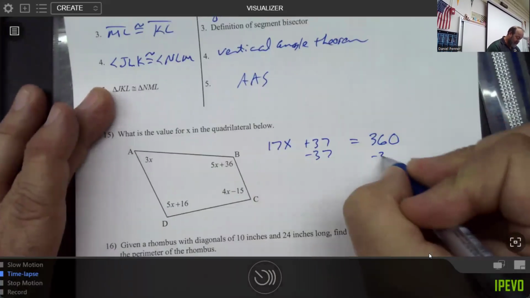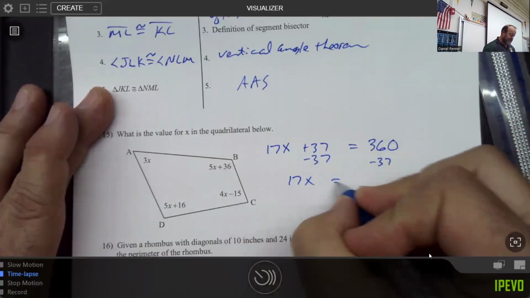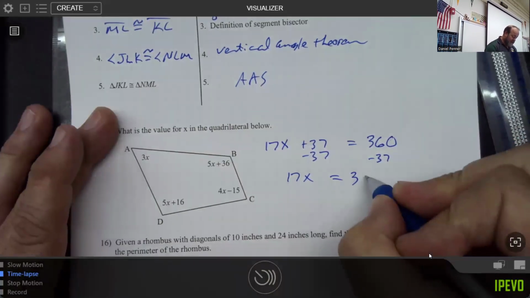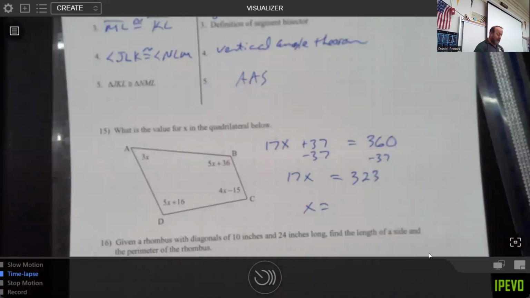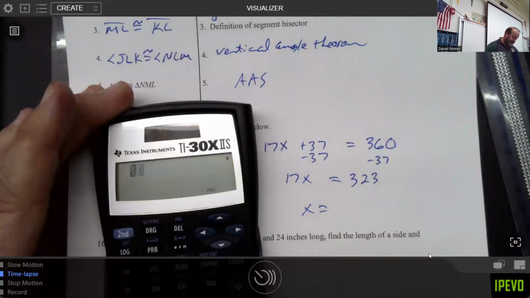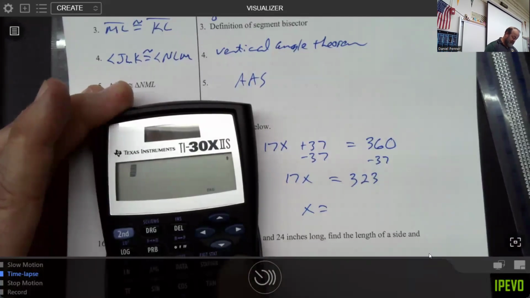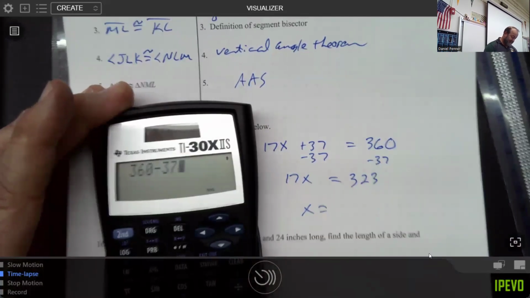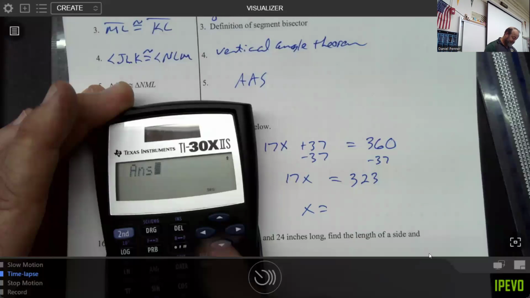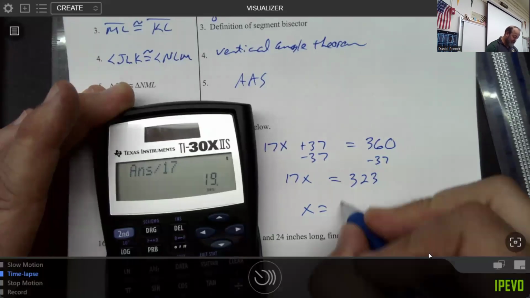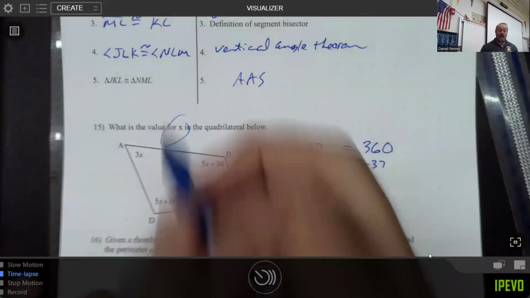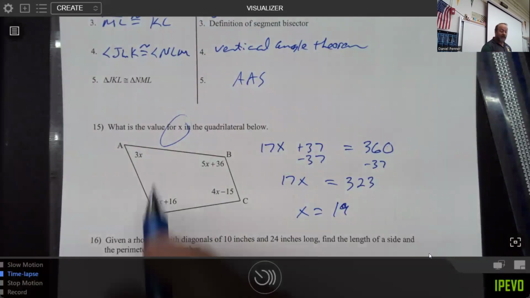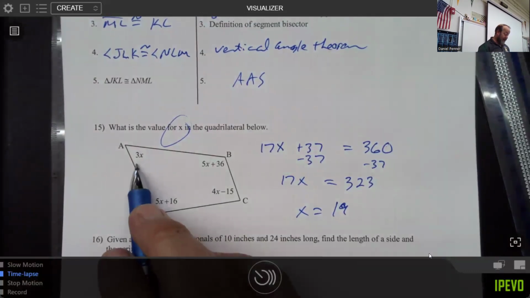I just did a little combination of like terms. That's going to be 323. And now we just have to do a quick division and find out what happens if we take 323. Let's just double check something. 360 minus 37. Yep, divided by 17. And I found out that x is 19. Now, we always want to look back and make sure. Oh, it did say just find the value of x. On the test, it might say what is the value of angle A, and then I need to plug it back in. Okay.